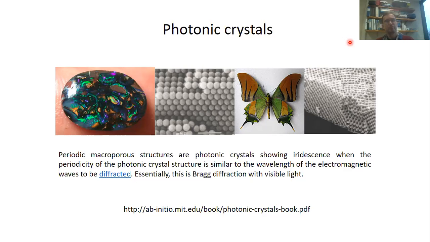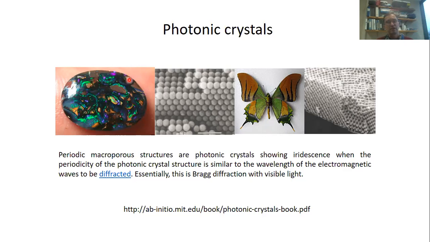So now in this class, I would like to talk more about the properties of these close-packed structures. When we have well-ordered close-packed structure of these spherical particles, then we have what is called photonic crystals. So these photonic crystals can be artificially made, but they even occur in nature.